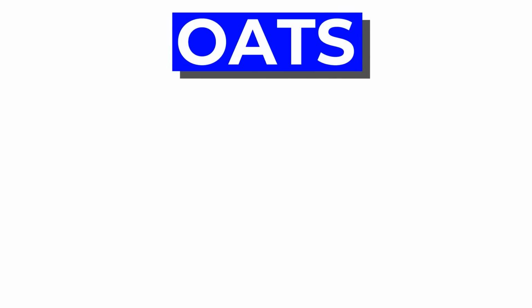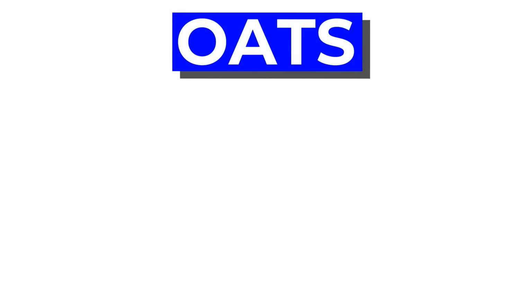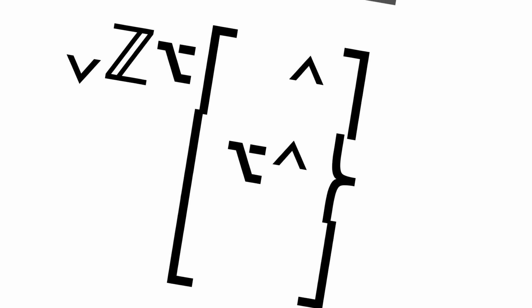Oats is a programming language that was created by Otsunki. It's a 2D programming language, meaning execution is based on location on a 2D grid. Unlike most programming languages, Oats uses a lot of weird special characters, which makes writing code in it great! Yay! Let's start with the basic Hello World program.